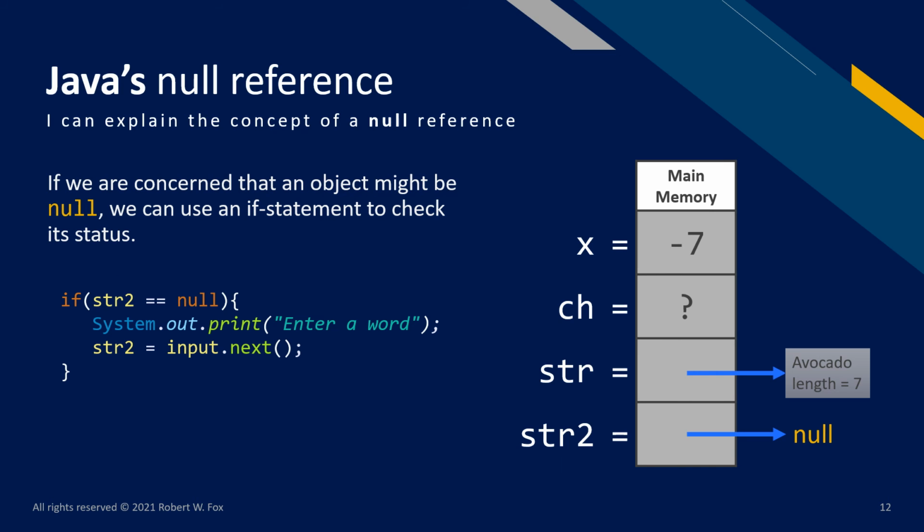If we were ever concerned that a null reference might cause a runtime error in our program, we can actually use an if statement to check the reference's status. So in this example, I asked the question, is str2 null? And if it is, then I can take some action. In this case, I have the user enter a word so that the object will no longer be null.